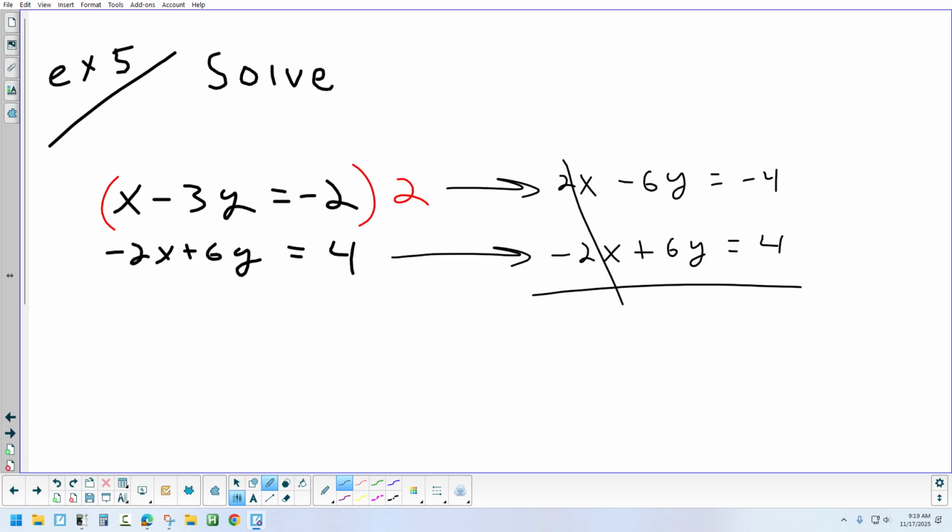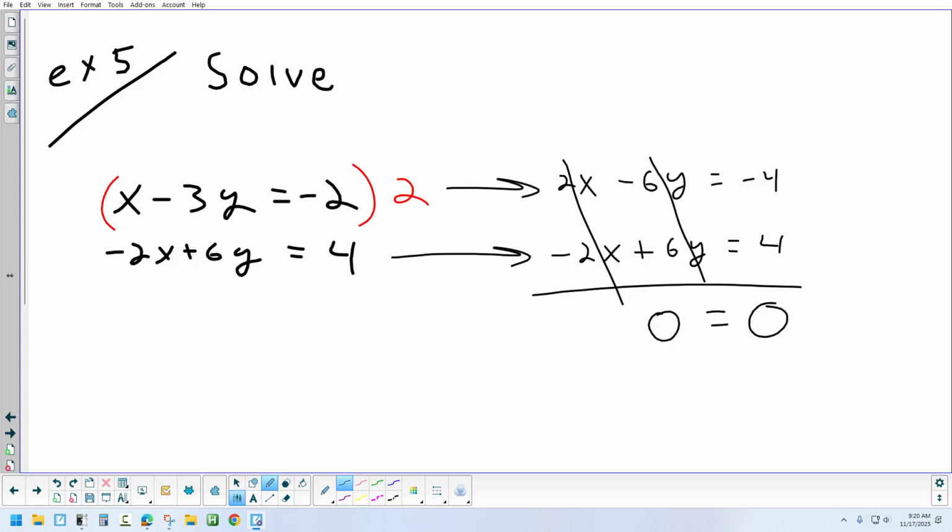They cancel, the y's. Cancels. So we're left with 0. And -4 plus 4? 0. So again, same kind of thing happened. All your letters canceled out. But this time we got 0 equals 0. That's a true statement. So what do you think that means here?